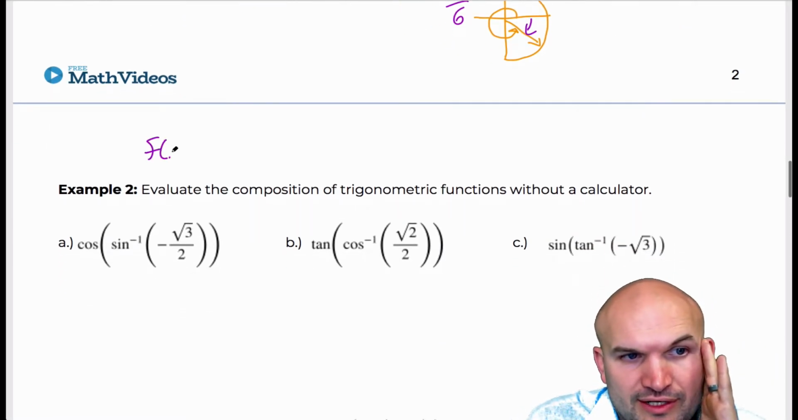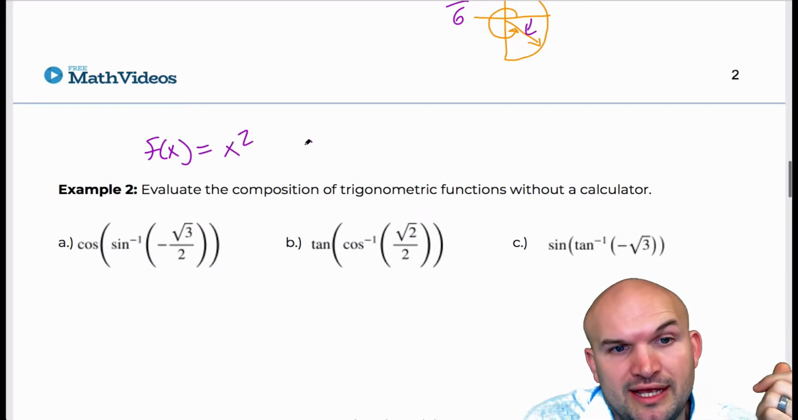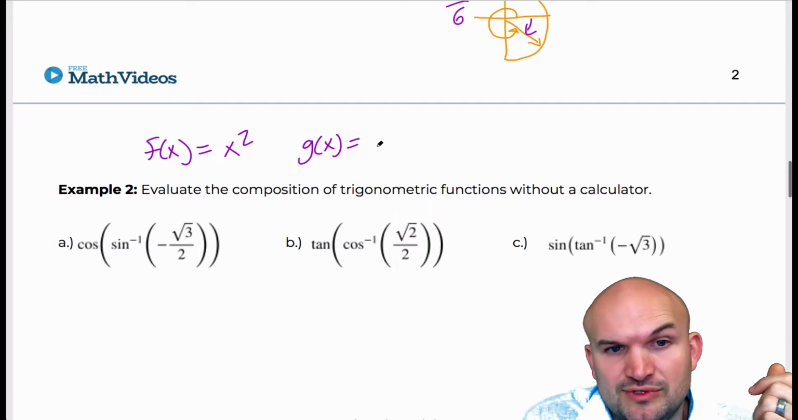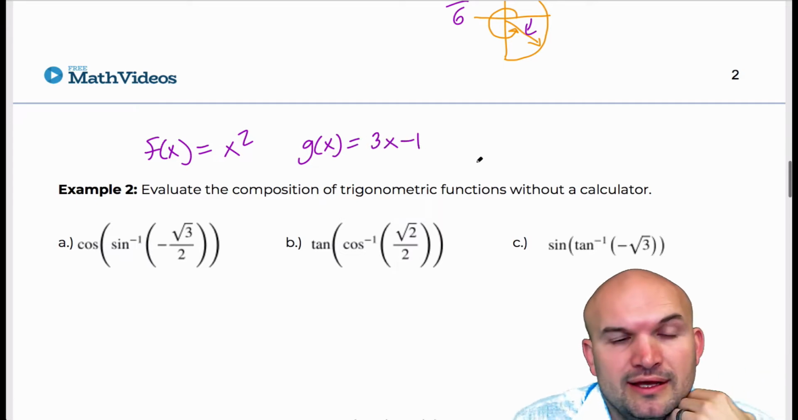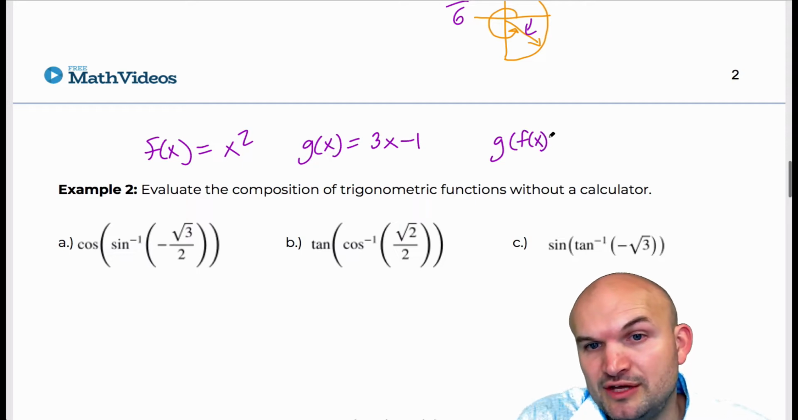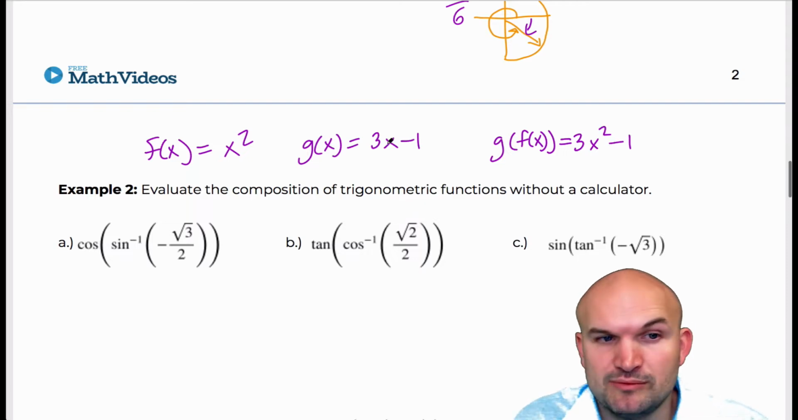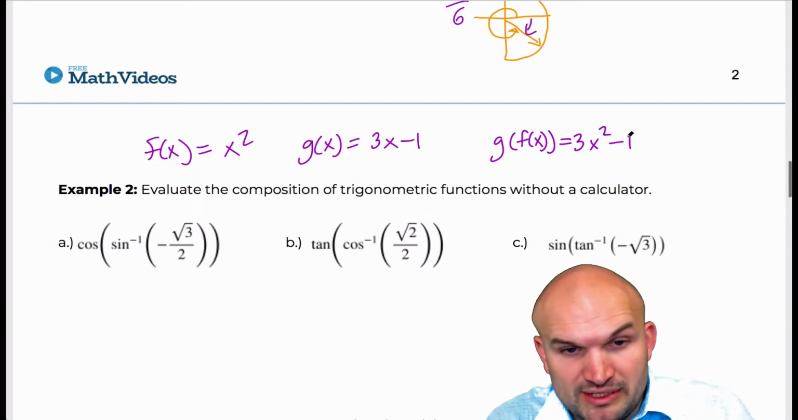If I said f of x equals x squared and g of x equals 3x minus 1, and I wanted to apply the composition, basically plugging one function into the other, then that would look something like 3x squared minus 1, where you take the f of x function and plug it into the other one. So that's basically what we have.